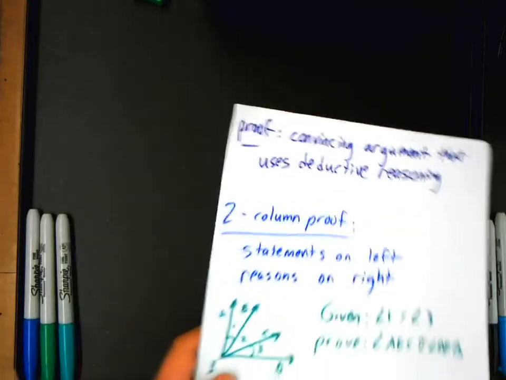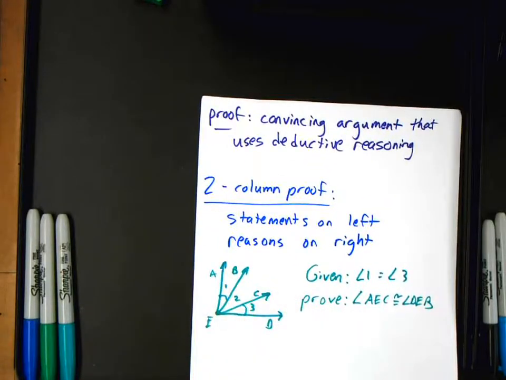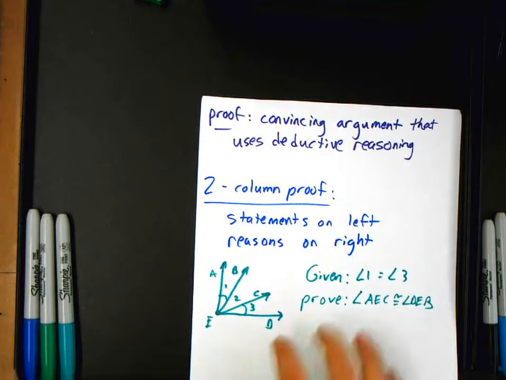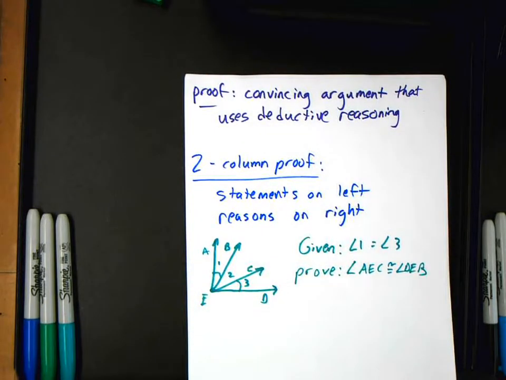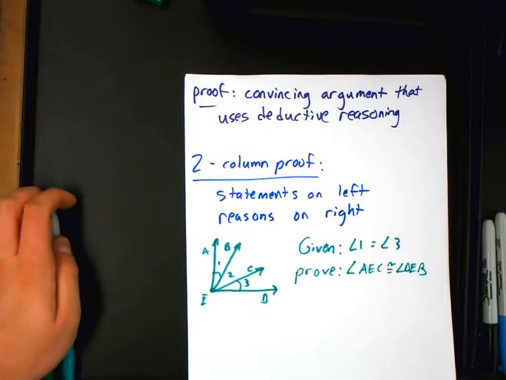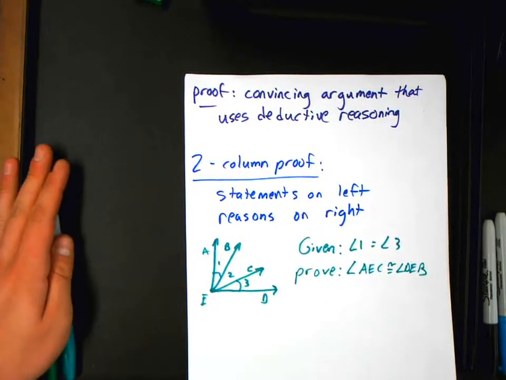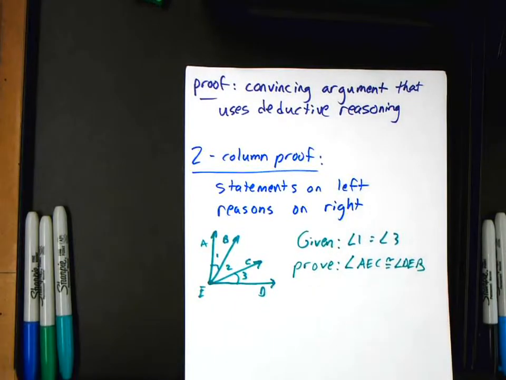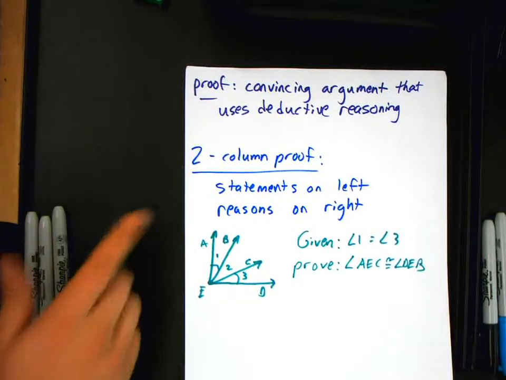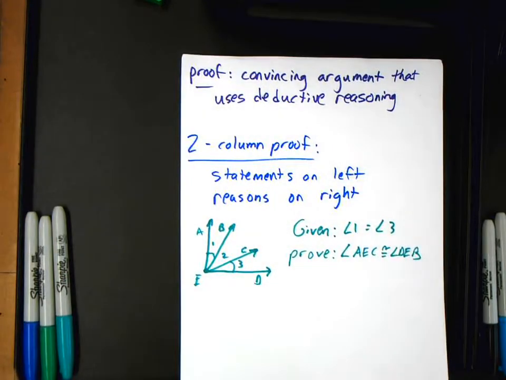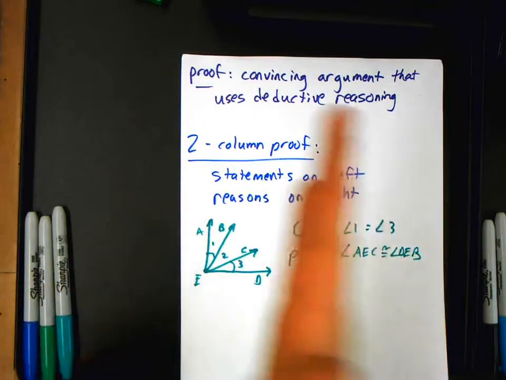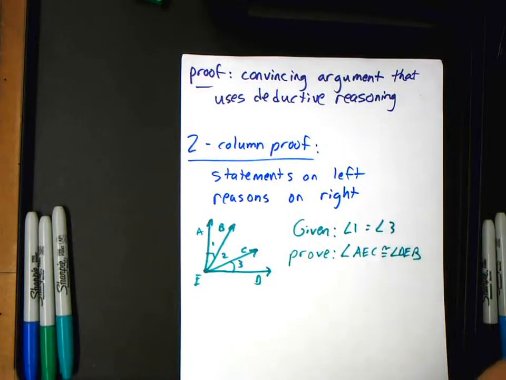Very last thing I want to go over is a proof. Now, a proof by definition is a convincing argument that uses deductive reasoning. You're taking some sort of theorem and proving to me that it works by using deductive reasoning. And the most common instance we are using this is what's called a two-column proof. A two-column proof is where you have two things on each side of a line, and the left side is a statement, and the right side is a reason why that statement is true.